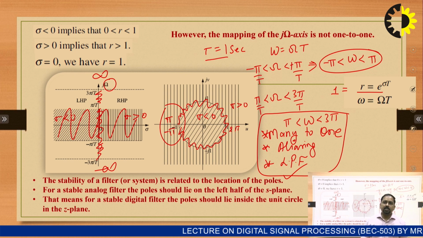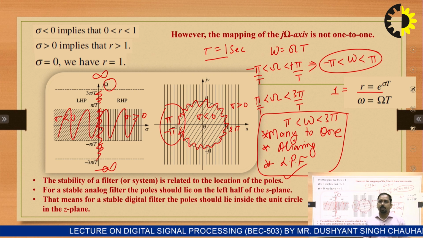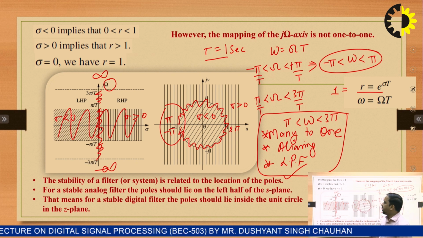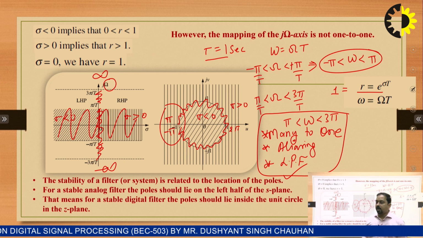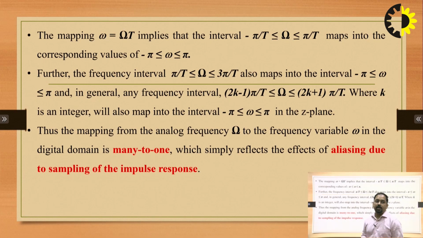So the advantage is, first of all, that if the analog filter is stable, that means definitely the digital filter is going to be stable. But at the same time, if we are designing high frequency filters, definitely it will create a problem. It will create an aliasing effect in the digital domain, and the filter will not be appropriately recovering the high frequencies as per the limitation. So this technique is used to design the low pass filters.